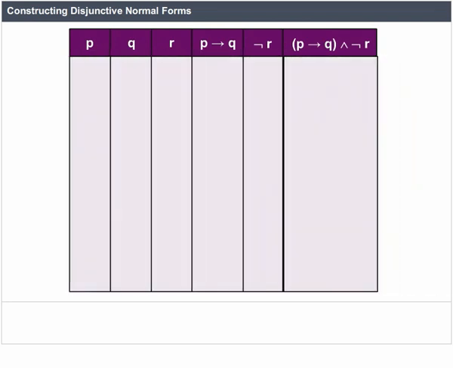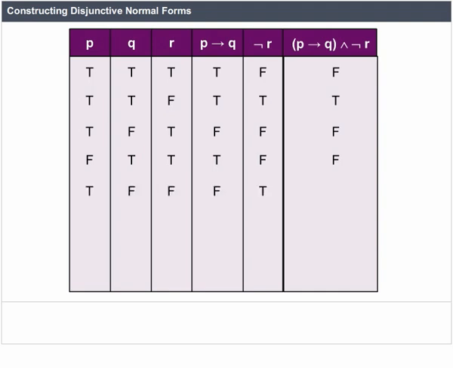First row, T, T, T, T, F, F. Second row, T, T, F, T, T, T. Third row, T, F, T, F, F, F. Fourth row, F, T, T, T, F, F. Fifth row, T, F, F, F, T, F. Sixth row, F, T, F, T, T, T. Seventh row, F, F, T, T, F, F. Eighth row, F, F, F, T, T, T.